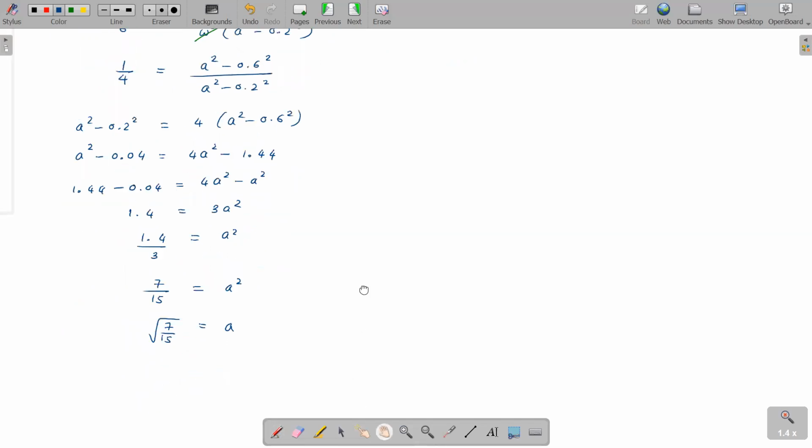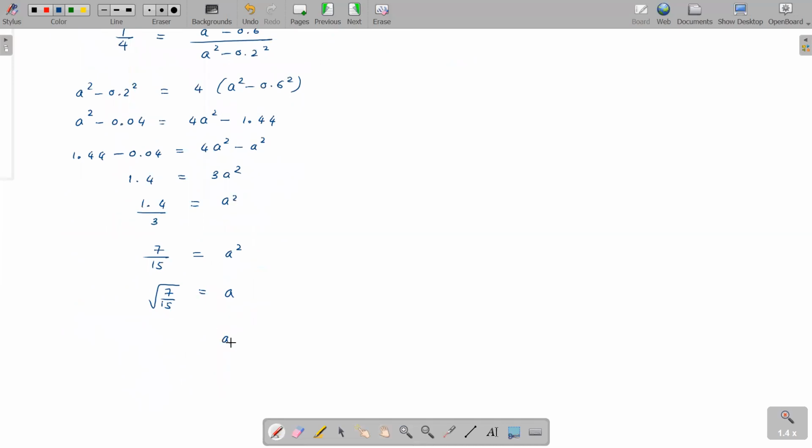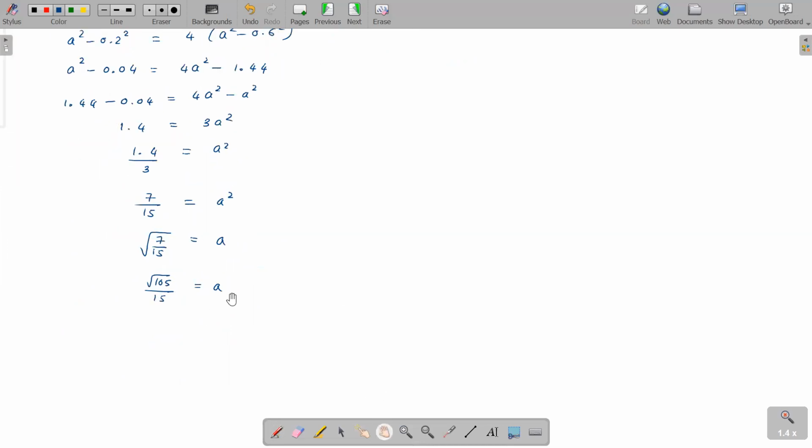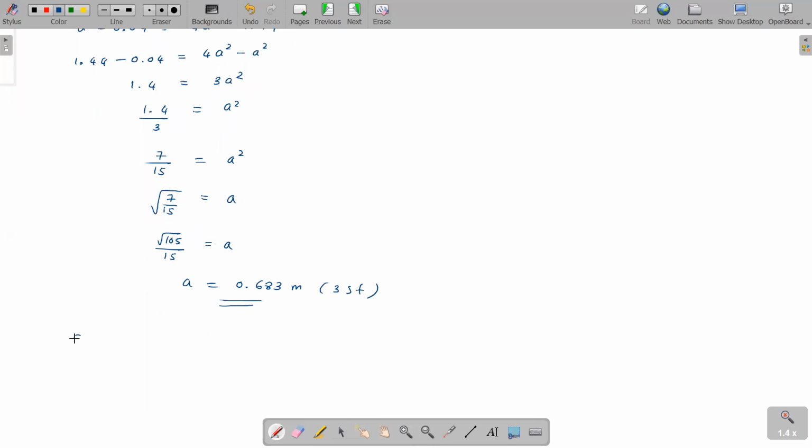So what's the value? Simplified, root 7 over 15 becomes root 105 over 15. You can make it into 3 decimal places, which is 0.683 meters, correct to 3 significant figures. Okay, but is this actually what we require? It's not the amplitude they ask. They ask us to get the distance AB.